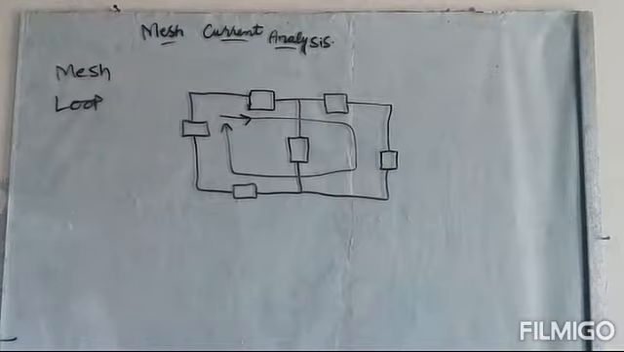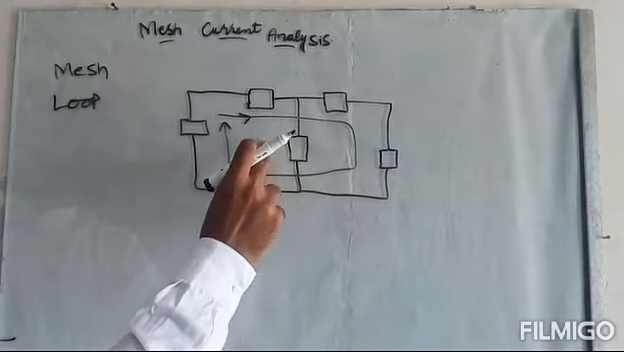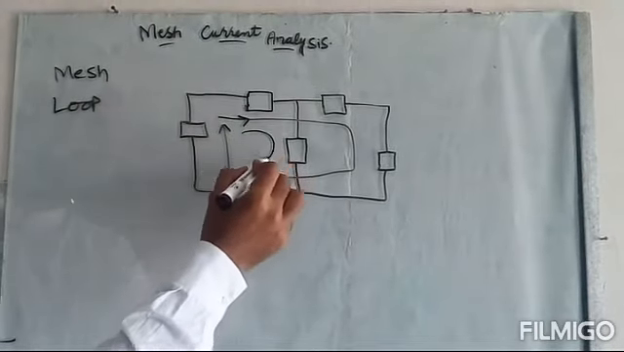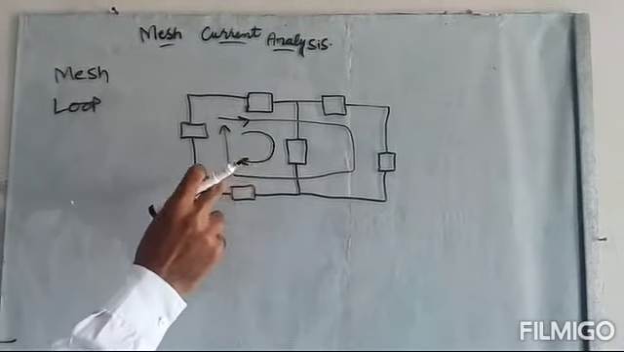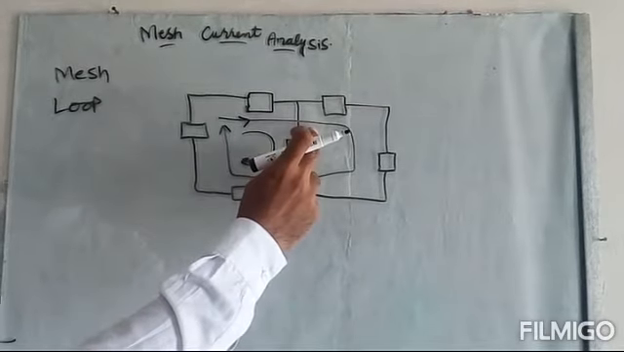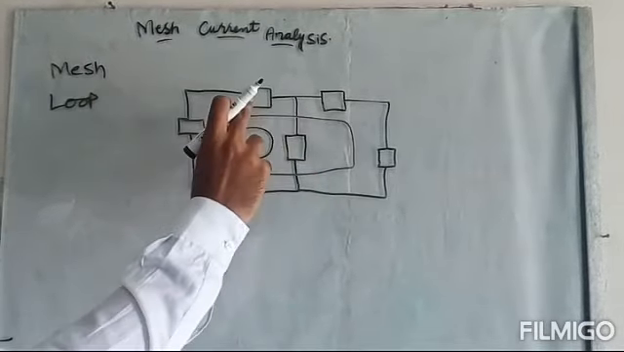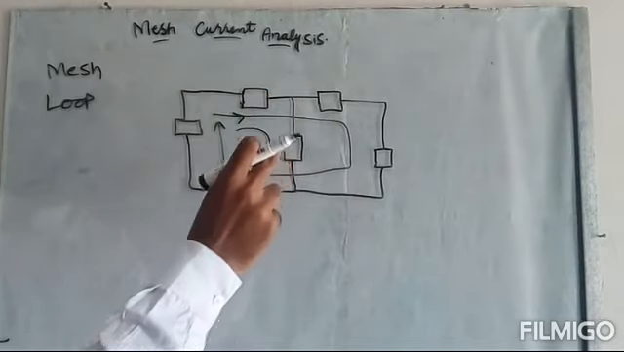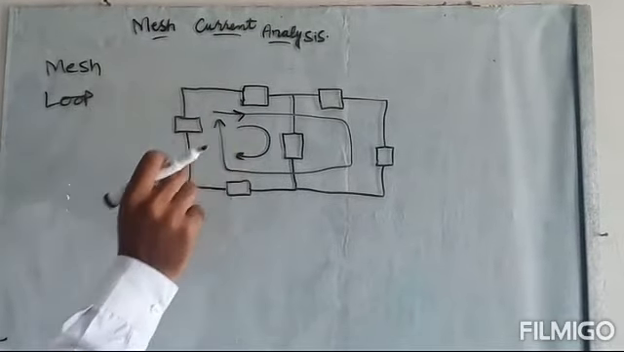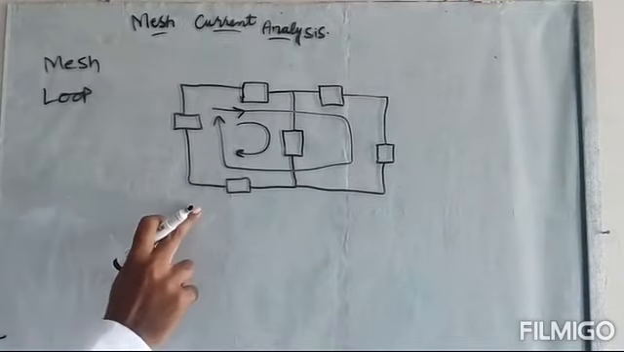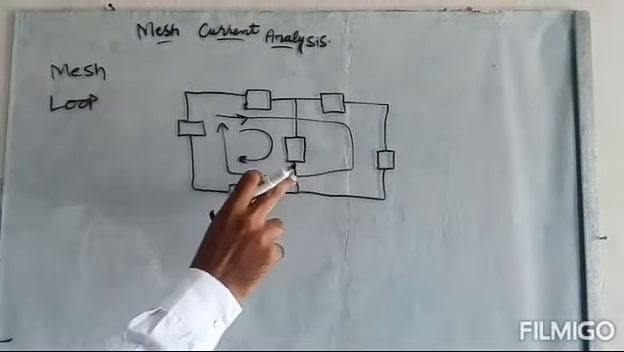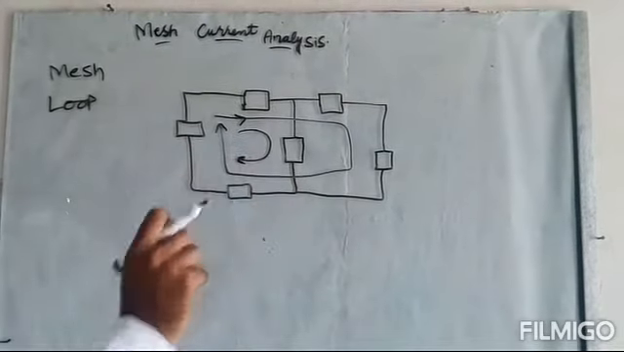But what is a mesh? In a mesh we do not leave any window, we do not leave any element. If we start from one node and return to the same node, but in such a way that no element is left in the center. For example, in this loop this element is not included, so this is not a mesh. But if we go from this node to this node and then this node and come back to this node from this circle, then it will form a mesh. And while writing the mesh current analysis equation, we will always use a mesh. We will not write an equation in a loop.